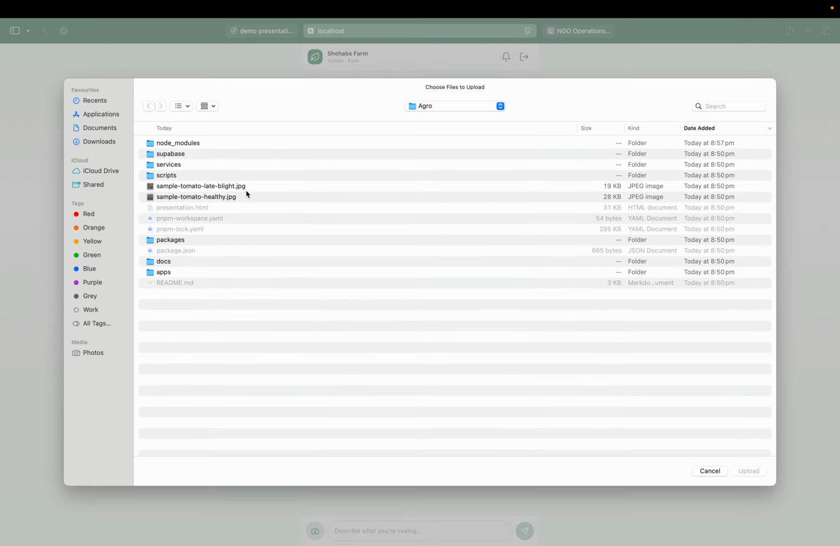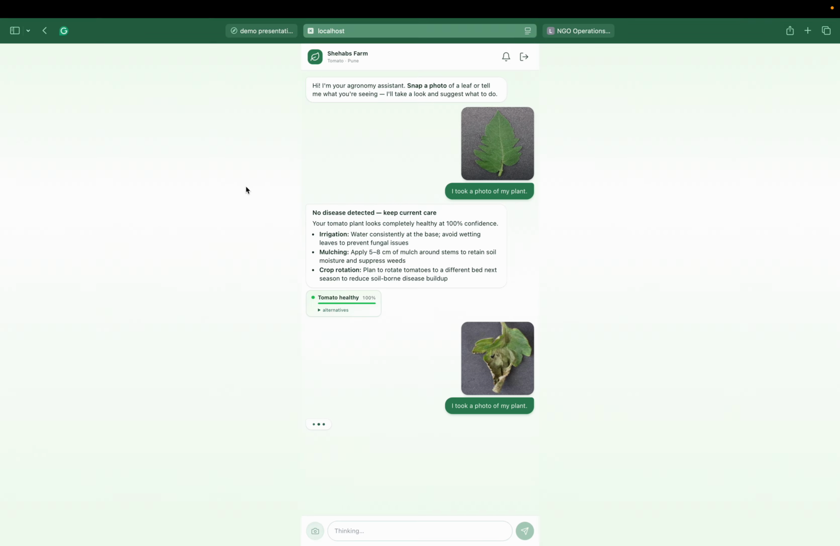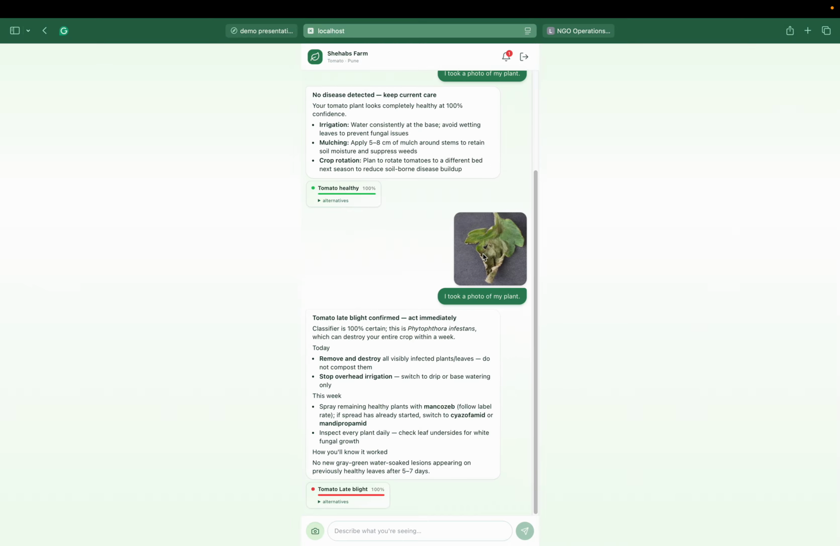Now, I found another leaf in my farm that was actually not so good. And we're going to see what it has to say about this. So this is a sign of early blight. Tomato late blight confirmed. It knows exactly that. It gives me a certainty percentage, and it also tells me exactly what to do today, as well as all the different medications that I must apply on my farmland.